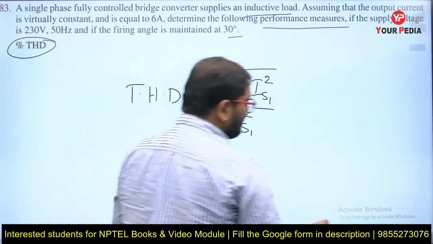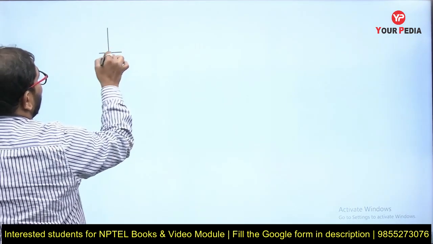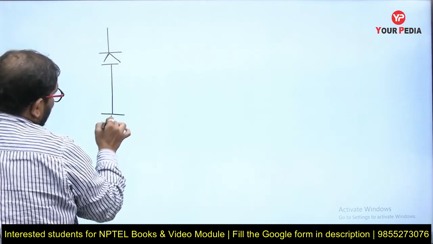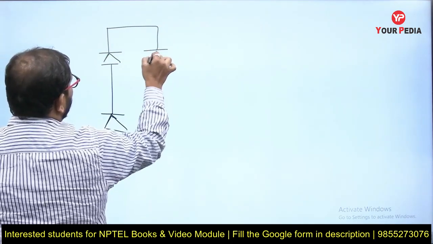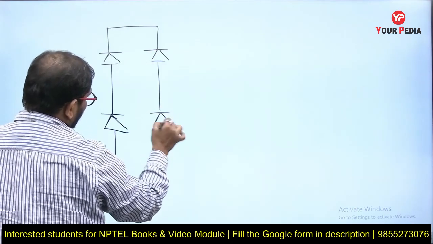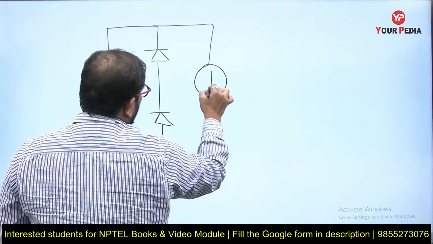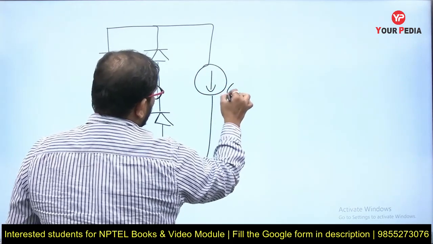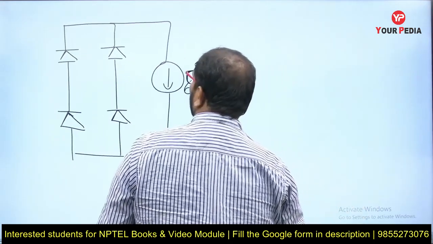Now let's analyze the circuit and draw the source current waveform first. Later we'll discuss the calculation of percentage THD. First let me take the single phase fully controlled bridge converter circuit. This is the configuration. What type of load has he given? A constant current load. How much constant current is it supplying? 6 amperes is the load current.